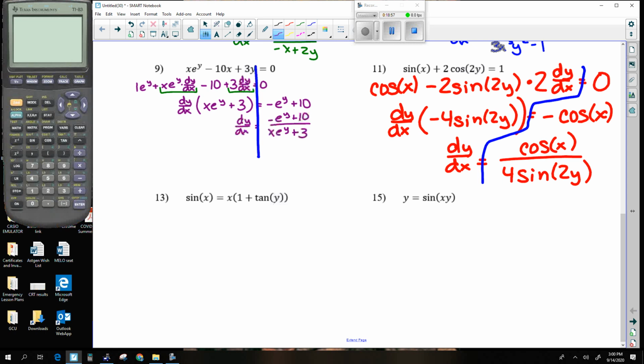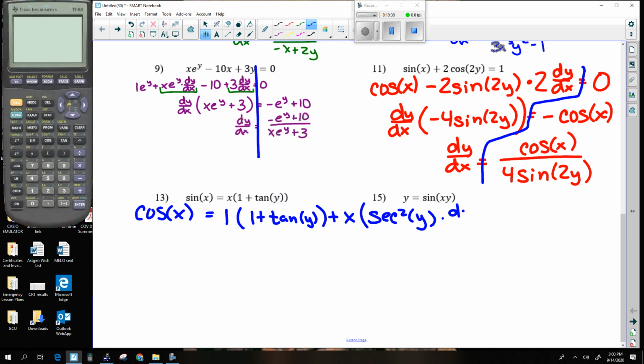All right, here we go. Derivative time. What color haven't I used in a while? Blue. Sine goes to cosine. X goes to 1, so no big deal. X is 1. Plus, leave the first bit alone. Derivative of the second is the 1 plus tangent. 1 goes to 0, tangent goes to secant squared. Derivative of the inside is dy dx.